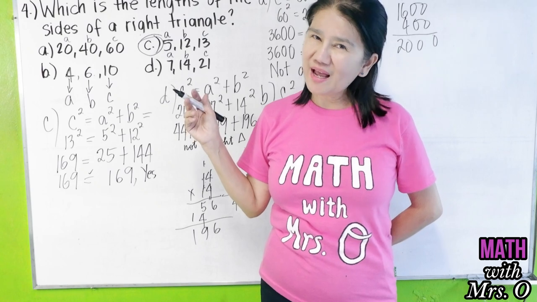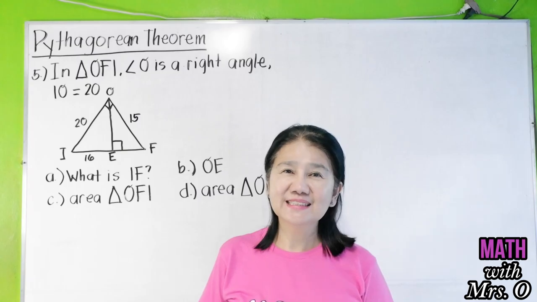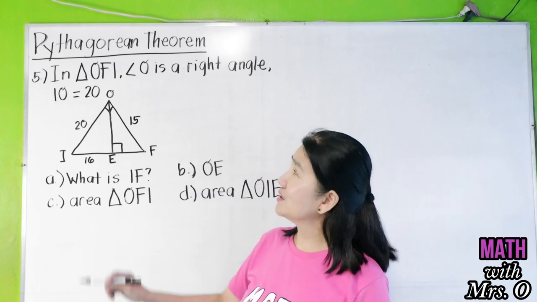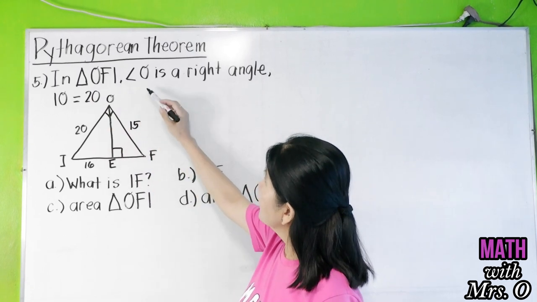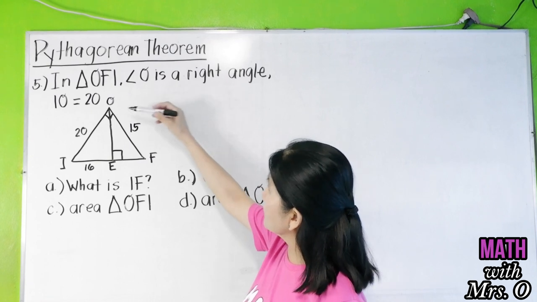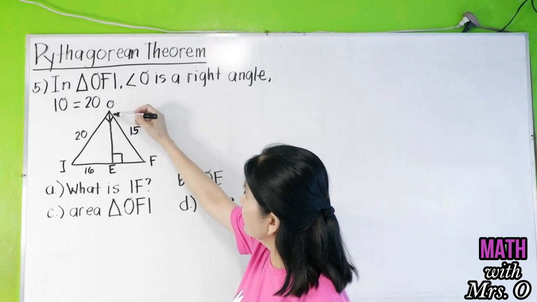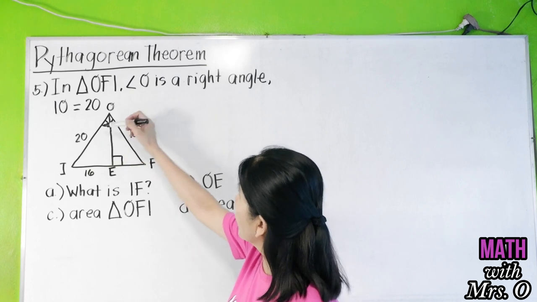Let's proceed to number 5. Problem number 5, let's proceed. In triangle OFI, angle O is a right angle. Here is a right angle, and this is triangle OFI.